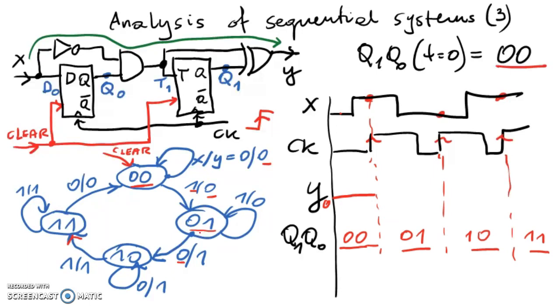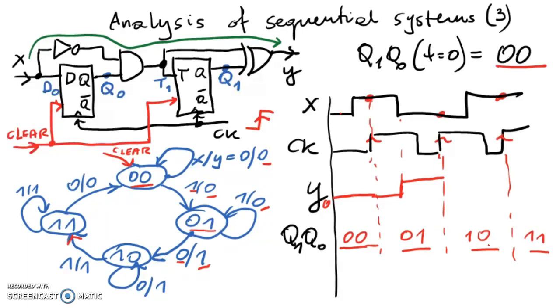Then you move to 0, 1, look at this and this. For x equal 1, y is 0. For x equal 0, y is 1. So in this state, y is the inversion of x. X is 1, so y is 0. X is 0, so y is 1, until the end of the state.